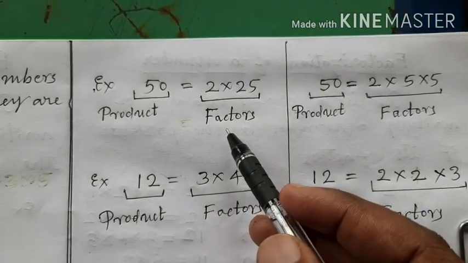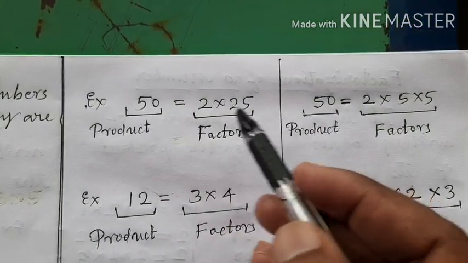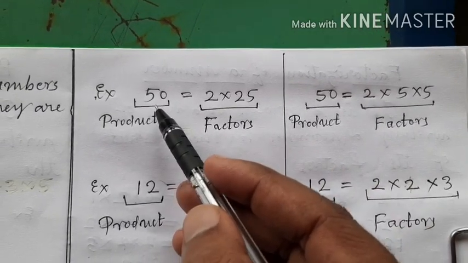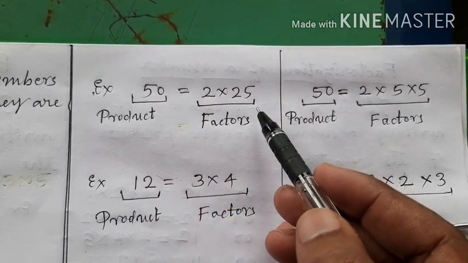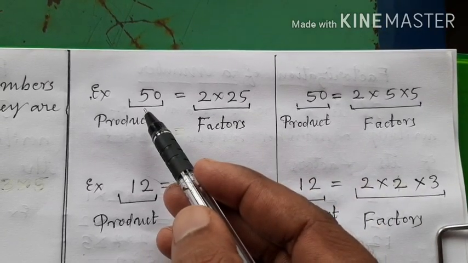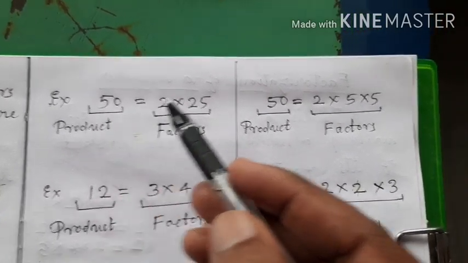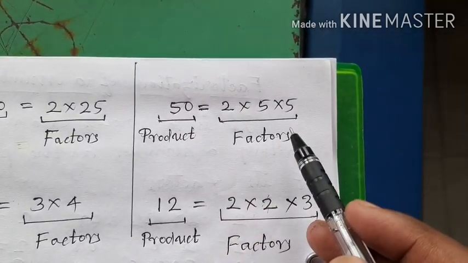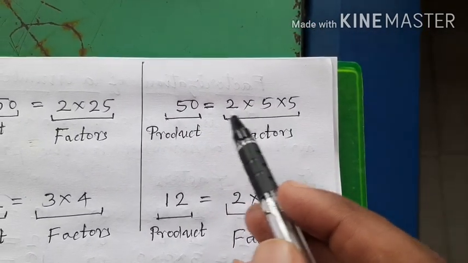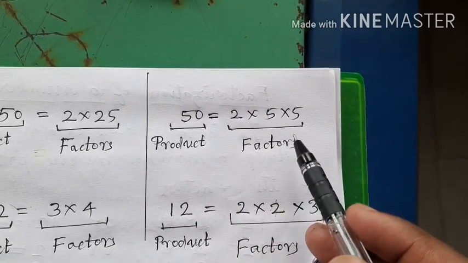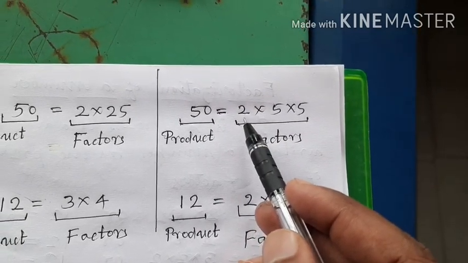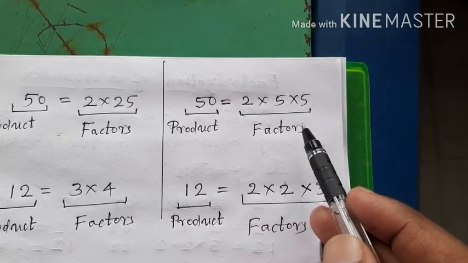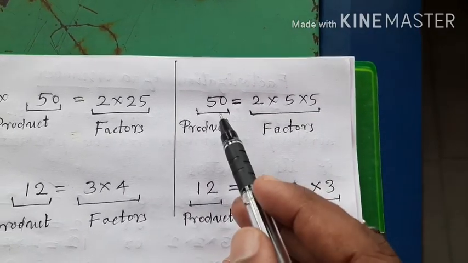Look at one more example here. The numbers 2 and 25 are multiplied, and what is the product got? 50. Therefore, these 2 and 25 must be factors of 50. Similarly, the same 50 is got by multiplying three numbers, which are 5, 5 and 2. If I multiply these three numbers, I get the product as 50. Therefore, 5, 5, 2 must be the factors of 50.